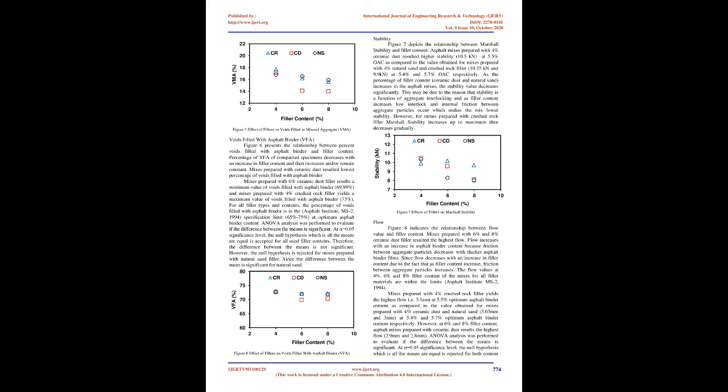For all filler types and contents, the percentage of voids filled with asphalt binder is in the Asphalt Institute MS-2, 1994, specification limit, 65% to 75%, at optimum asphalt binder content.